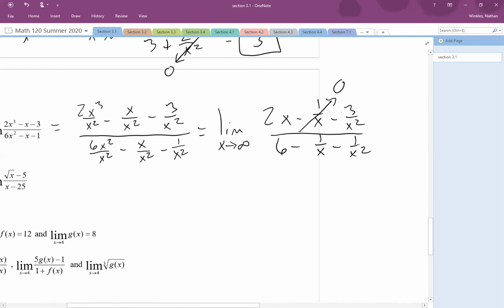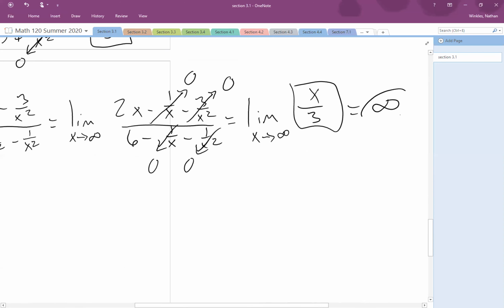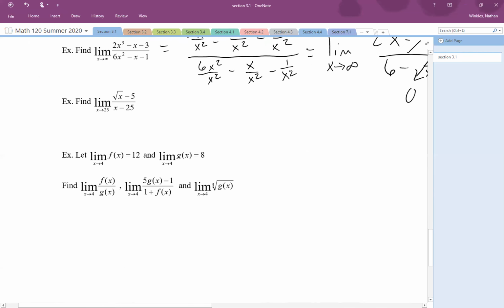This term goes to 0 because we still have an x in our denominator. Same thing with these other terms as well. So we're left with the limit as x goes to infinity of 2x over 6, which will reduce to x over 3. Now, when we plug infinity in here, we get infinity as our answer. So we have to keep in mind that we could still get that as an answer.